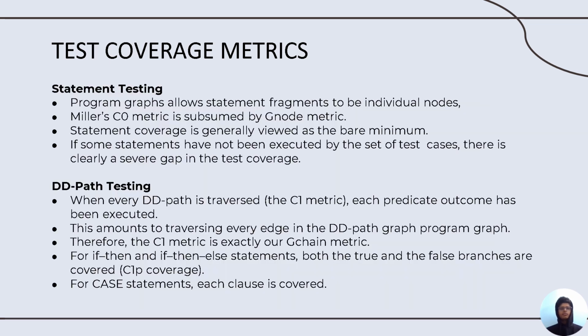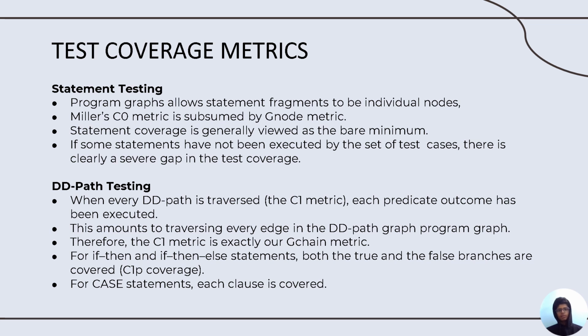So first we see the statement testing. Program graphs allow statement fragments to be individual nodes. Miller's C0 metric is subsumed by G node metrics. Statement coverage is generally viewed as the bare minimum. If some statement cannot be executed by the set of test cases, there is clearly a severe gap in the test coverage.